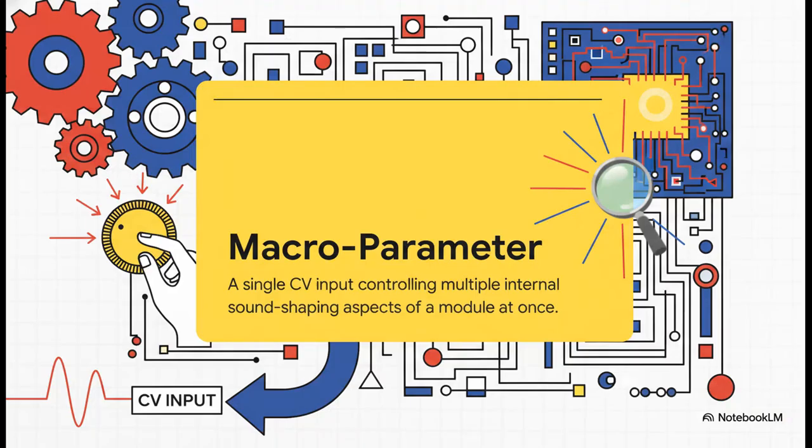So first things first, what even is a macro parameter? It sounds kind of complex, but the idea is actually super simple. It just means that one knob or one CV input is controlling a whole bunch of different things under the hood all at the same time. It's the secret to making really deep digital modules feel intuitive and fun to play.